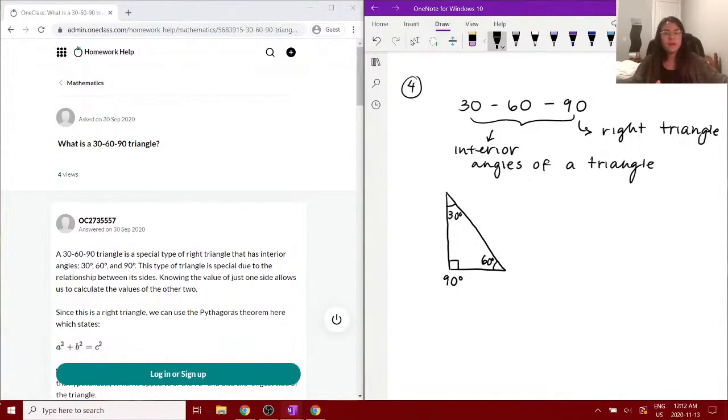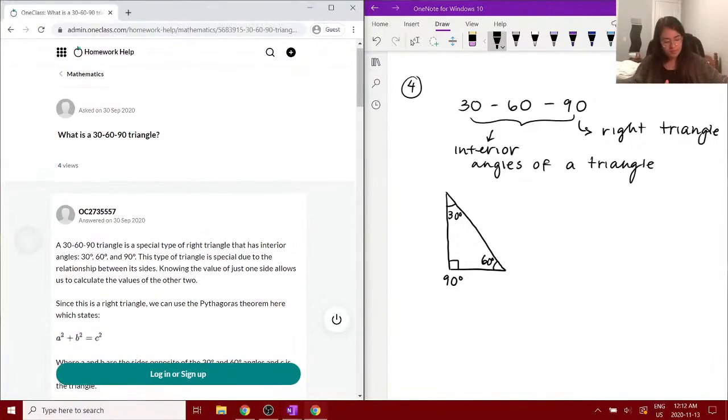Okay, so a 30, 60, 90 triangle is a special type of right triangle. It has interior angles 30 degrees, 60 degrees, and 90 degrees. This type of triangle is special due to the relationship between its sides. So knowing a value of just one side will allow us to calculate the values of the other two. So let's try to work that out, okay?